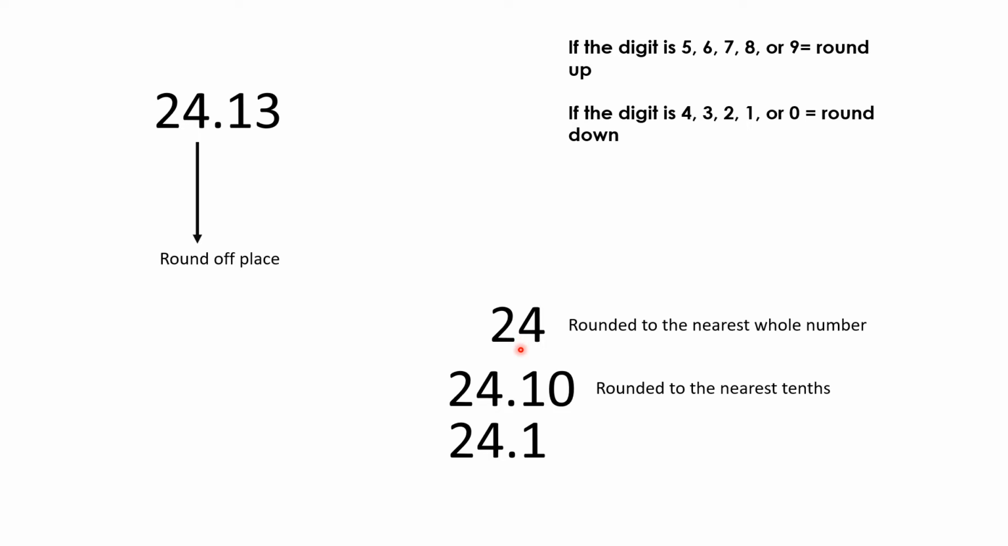Now let's proceed to rounding off to tenths. So the digit in our tenths place value is 1. Now let us look at the digit at its right side, which is 3. So sabi dito, if the digit is 4, 3, 2, 1, or 0, round down. So since 3 is lower than 5, that means that we are going to round down. So therefore, 24.13 when rounded to tenths becomes 24.10 or 24.1.